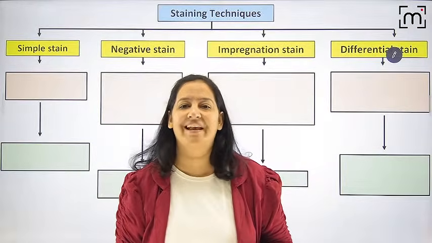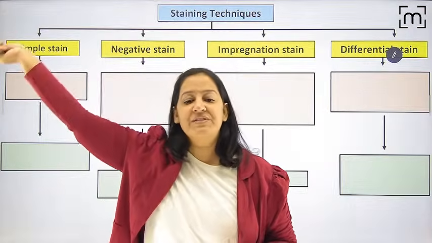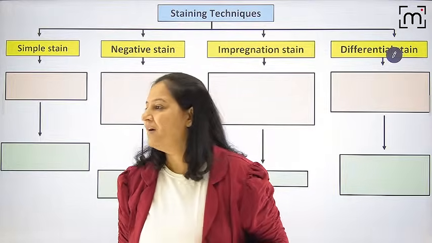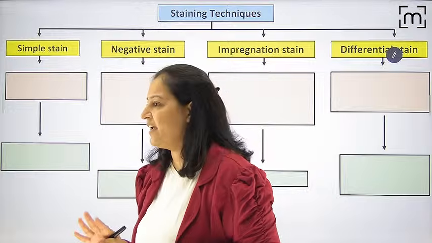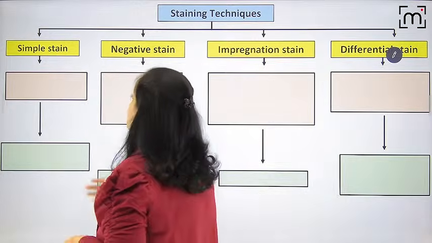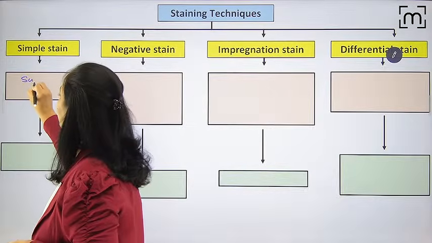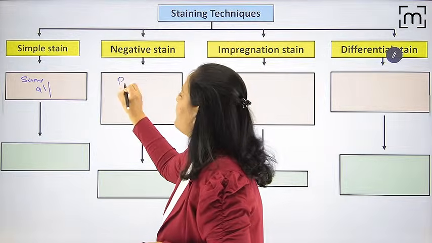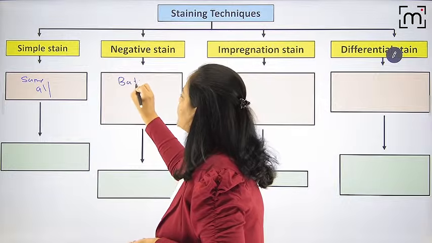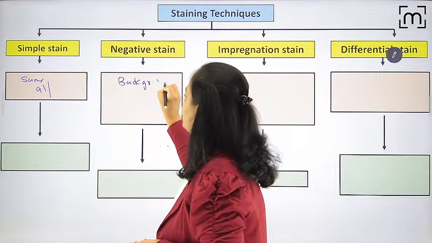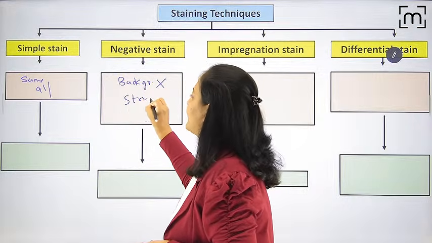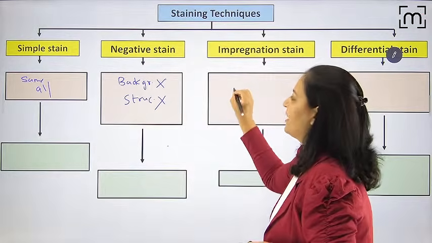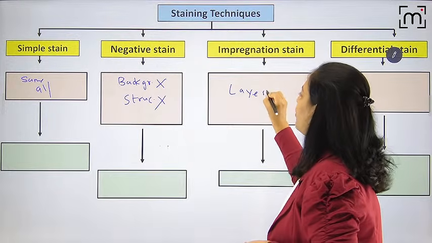So what have we learned till now? We have learned there are 4 types of stains in bacteriology. Out of them 3 are done. I will come to the 4th one. Is the 3 clear to you? Any confusion in these 3? So what is simple stain? It gives the same color to all bacteria. What is negative stain? Here we stain the background, but we do not stain the structure to be demonstrated. We don't stain the bacteria. What is impregnation? It is layering, layer over layer.